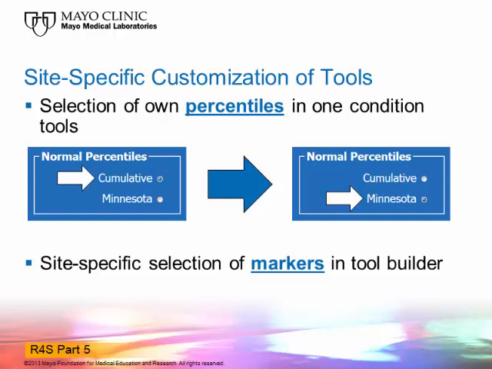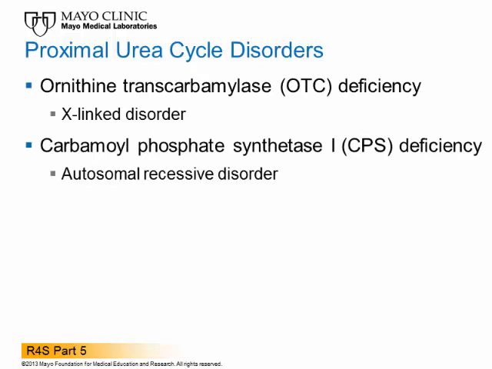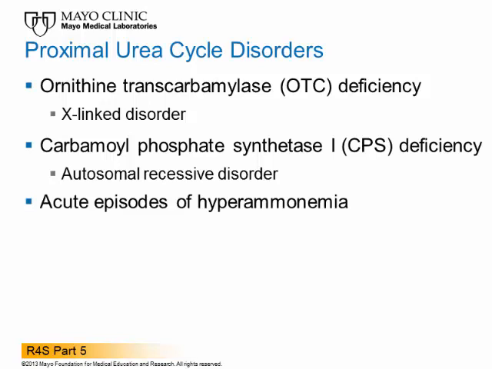This option is driven by the need to fit the diverse analyte panels implemented by individual sites. The condition models selected for this presentation are two inborn errors of metabolism of the proximal urea cycle: ornithine transcarbamylase deficiency, abbreviated as OTC, and carbamyl phosphate synthetase deficiency, or CPS. The first of these conditions is a relatively common X-linked disorder. The other is a rare autosomal recessive disorder. The defining clinical manifestation of OTC and CPS is found in the occurrence of acute, potentially life-threatening episodes of hyperammonemia.